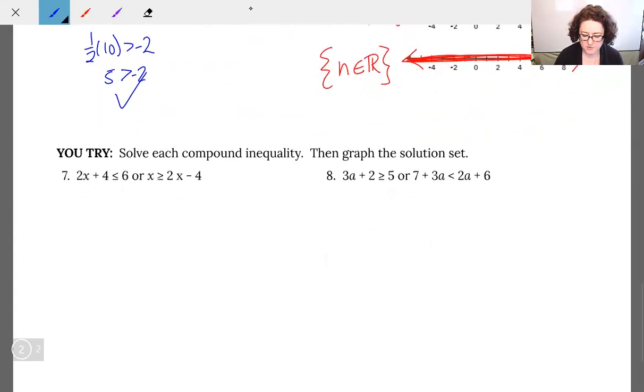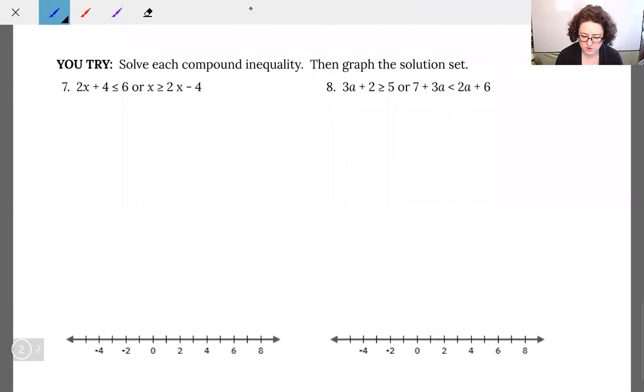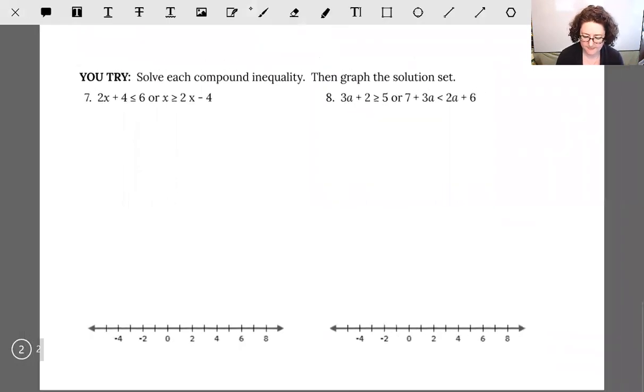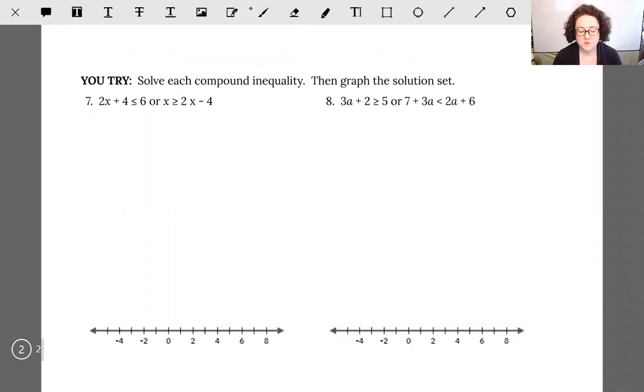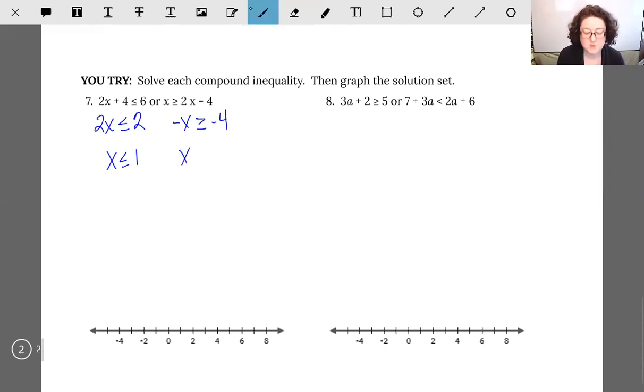Okay, real quick, let's go through our last set. Both of these are or statements. So I have 2x is going to be less than or equal to 2, subtracting that 4. So x is less than or equal to 1. Second one, I'm going to go ahead and move my 2x, so subtract 2x from both sides. So negative x is greater than or equal to negative 4. But to get rid of that negative, I need to divide both sides by negative 1, which means flipping my inequality. So x is less than or equal to positive 4.